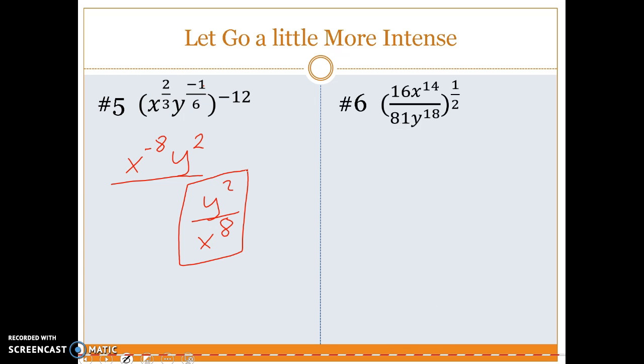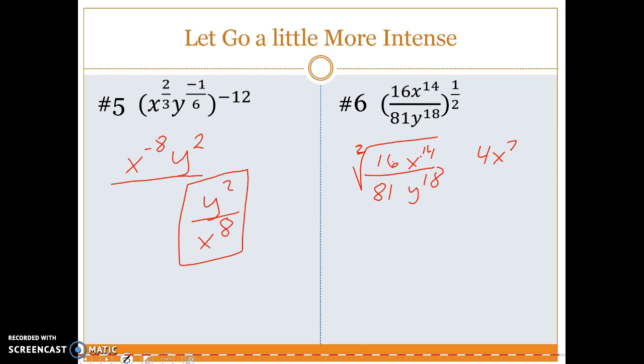Then the last one here. This is all the same thing as the square root of 16x to the 14th over 81y to the 18th. Well, let's do this one part at a time. The square root of 16, well, that's just 4. The square root of x to the 14th, well, I'm going to divide that. That's x to the 7th.